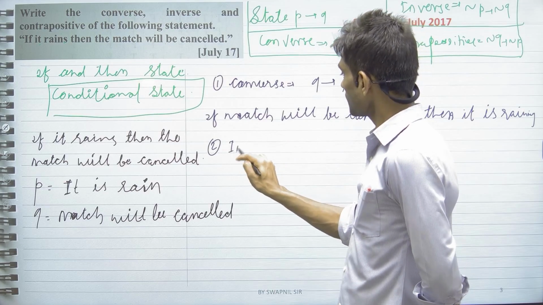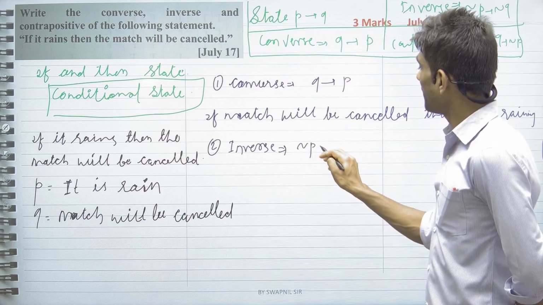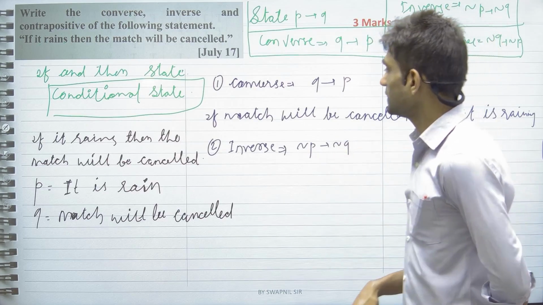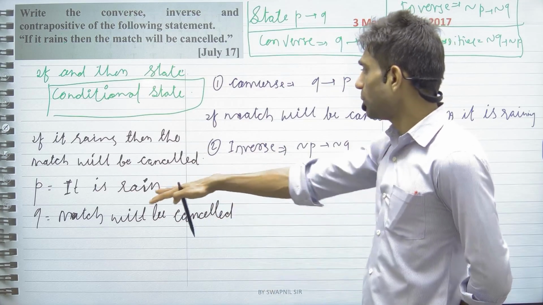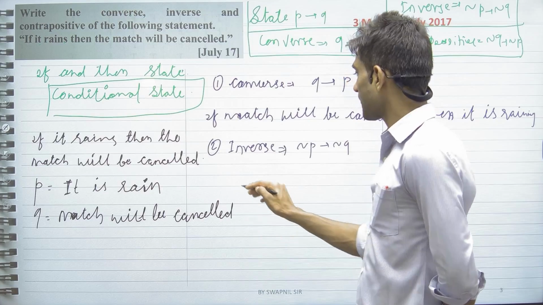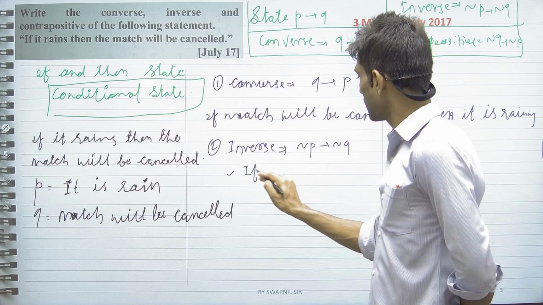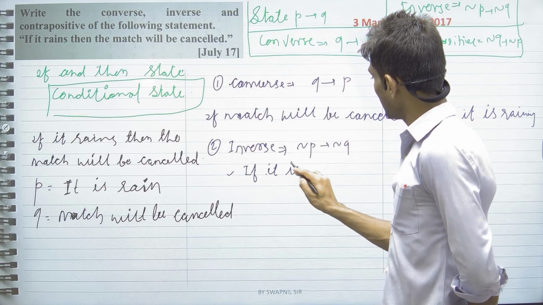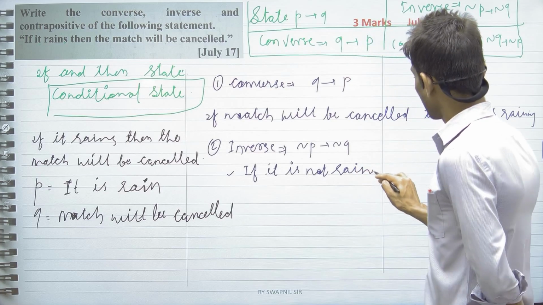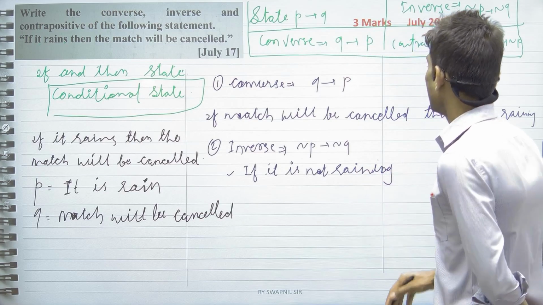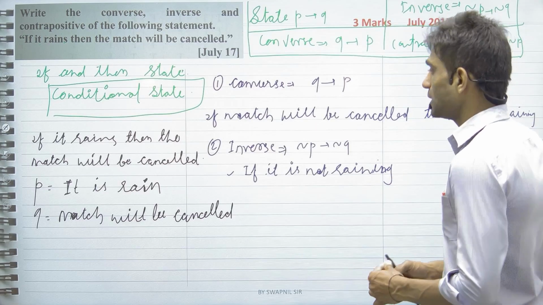Inverse, what the inverse states is that negation of P implies negation of Q. Okay, so that is the statement for the inverse. Now let's go for not P then not Q. Not P means if it is not raining, then the match will not be cancelled.